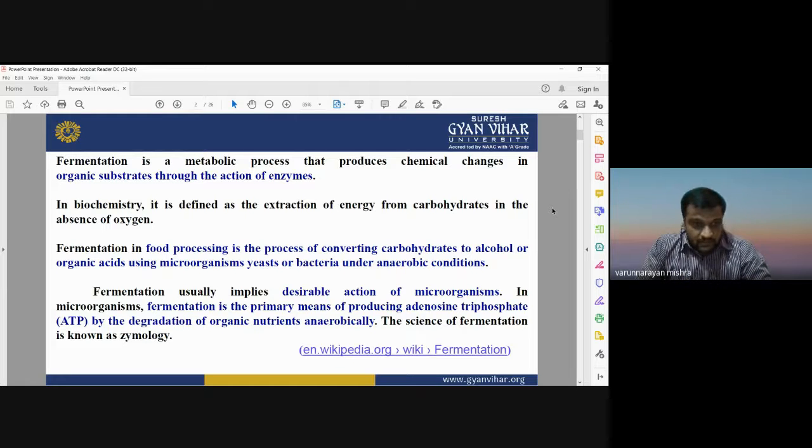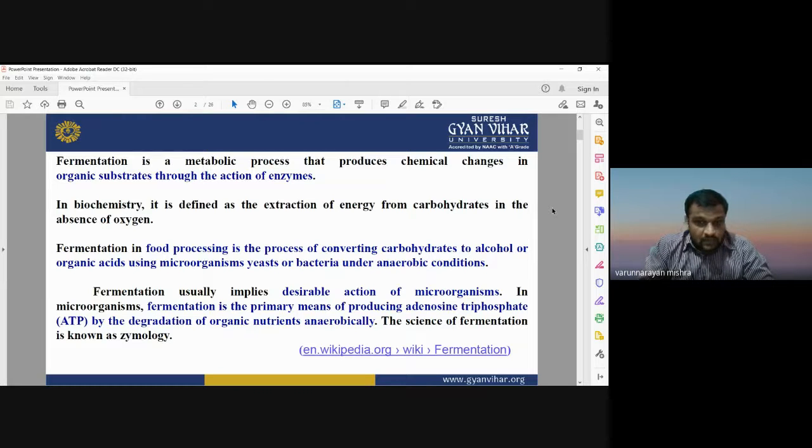as fermentation. When we split the organic substrates into different components, or into other materials, using some enzymes. Enzyme is a kind of chemical that is used to change the chemical properties of any organic material. So fermentation is a metabolic process that produces chemical changes in the organic substrates through the action of enzymes. In biochemistry, it is defined as the extraction of energy from the carbohydrates in the absence of oxygen.